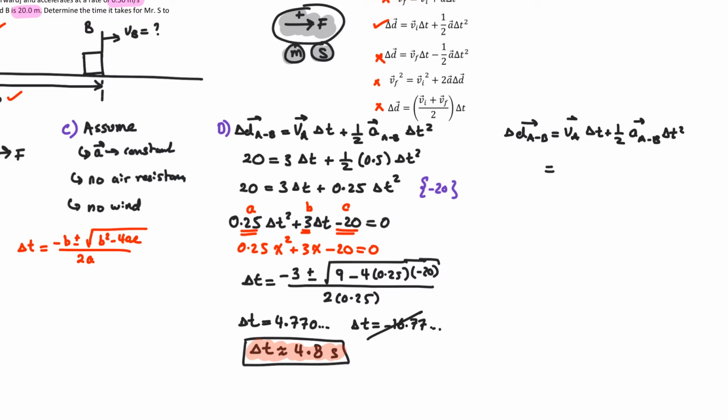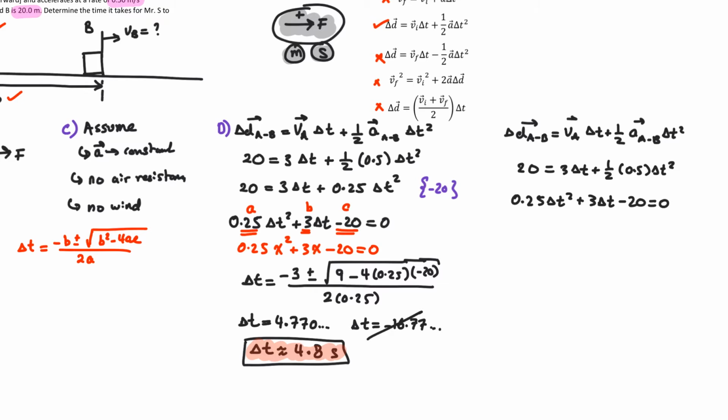And then you can plug it in. You can say 20 is equal to 3 delta t plus 1/2 times 0.5 delta t squared. You can skip the next step and go right into this one. I'm assuming you can add the extra step, but you can definitely skip this one.